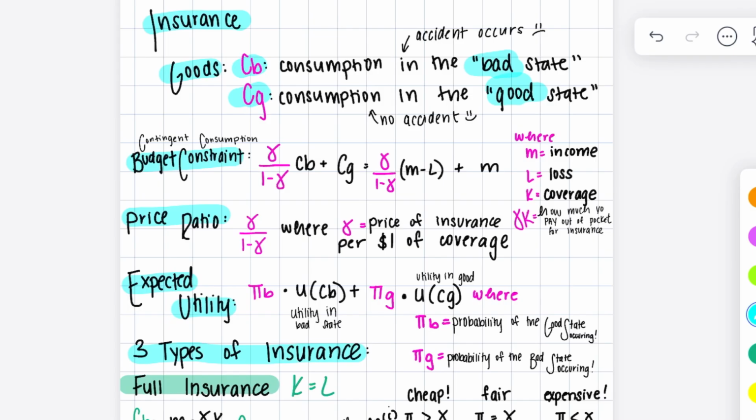We now have what we call the contingent consumption budget constraint. It's not like our old topics where we'd have to plug it back into the budget constraint to find our optimal bundle. It's just good to know because sometimes you have to write out the budget constraint for a question. And so it's important to know that the M here is equal to our income. The L is equal to our loss, so how much we were to lose if an accident does occur.